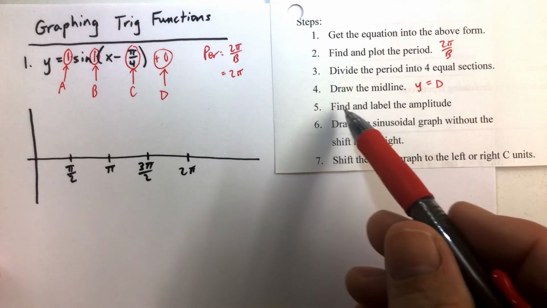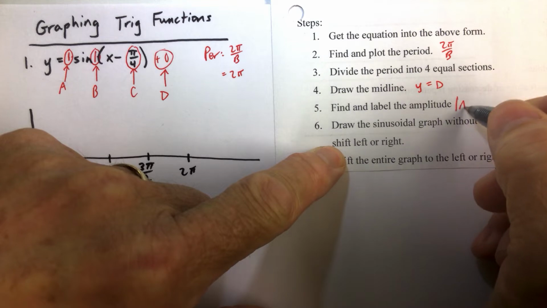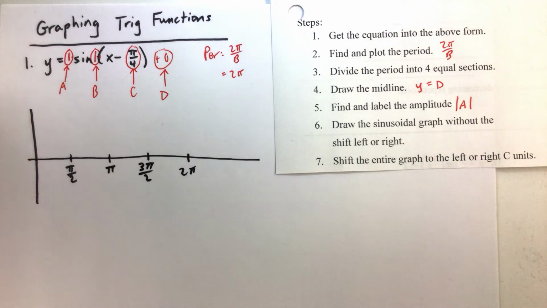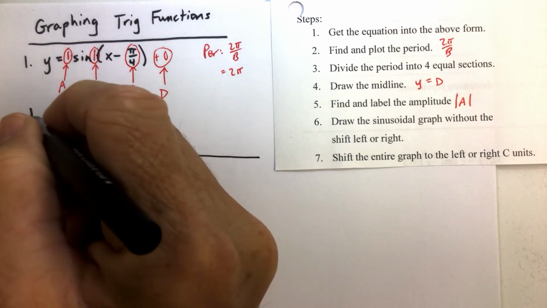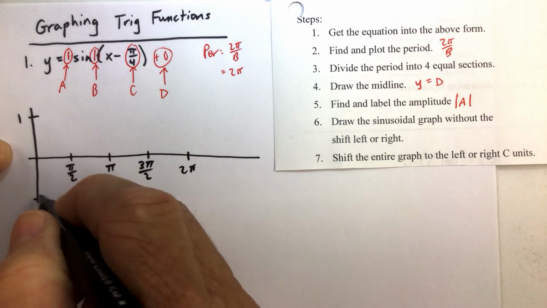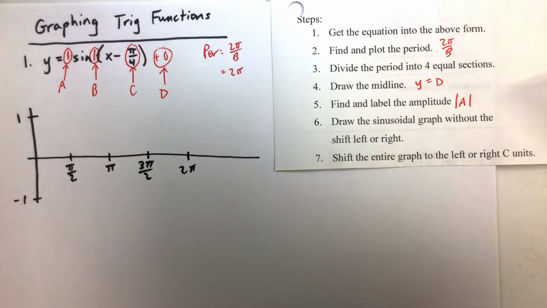So step 5 would be find and label the amplitude. The amplitude is always going to be the absolute value of whatever the a value is. The a value in this case is 1, so the amplitude would be 1. The amplitude is the distance between the midline and the high point, as well as the distance between the midline and the low point. So now that we have all of that, we get to start plotting points.